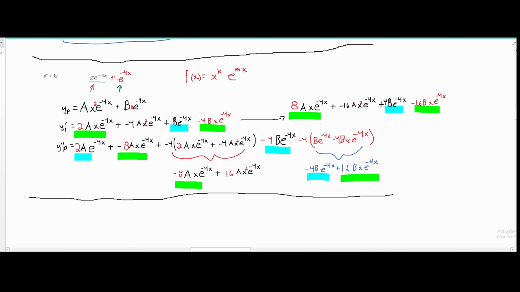So we're going to look at similar values. We have this 16b and a 16b here. We have a 4b here and a 4b here. We have an 8a and an 8a, or negative 8a here. We have this 16 and this negative 16 here. So we are just left with this and this. And we need to set those equal to this, and we will find our a and b values.